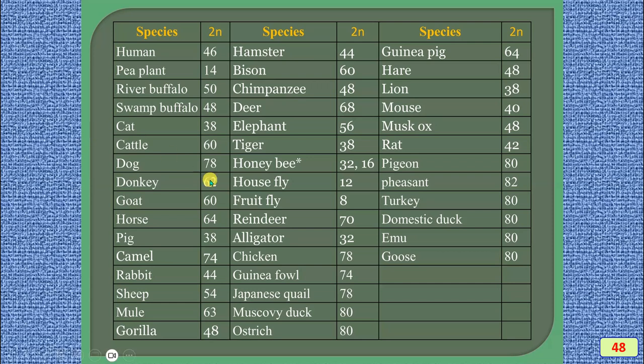Dog, it is 78. Donkey, it is 62. Then horse, it is 64. So whenever the chromosome number is different, the cross cannot happen. Whereas the goat, it is 60. Then the pig, it is 38, and camel, it is 74, rabbit, it is 44, sheep, it is 54, goat, it is 60, whereas sheep, it is 54. The mules have got 63, whereas horses have 64 chromosomes.